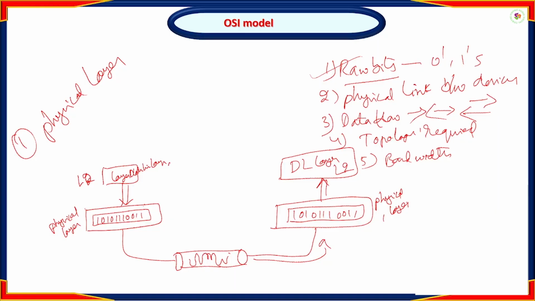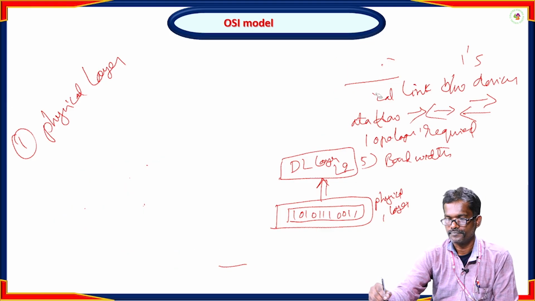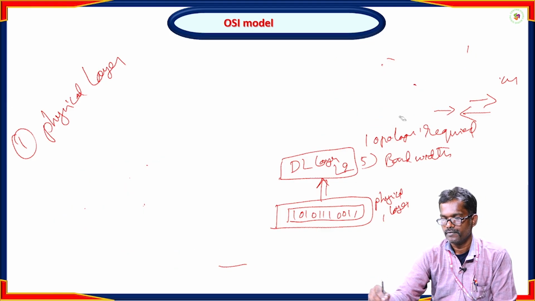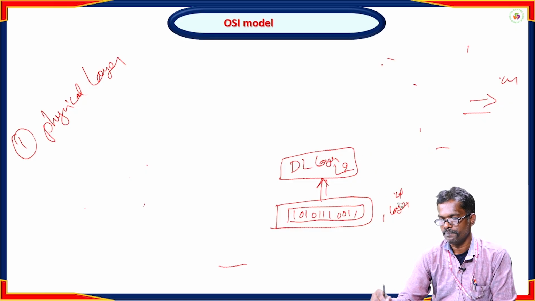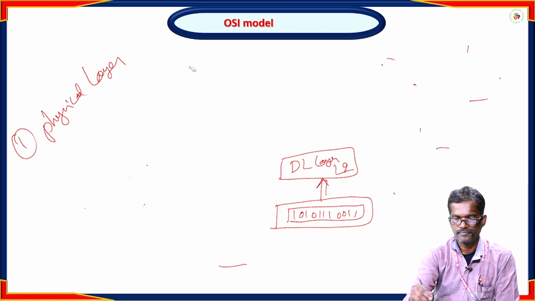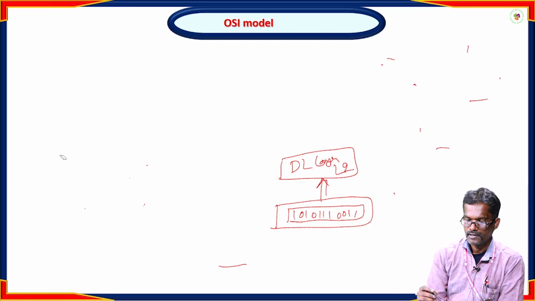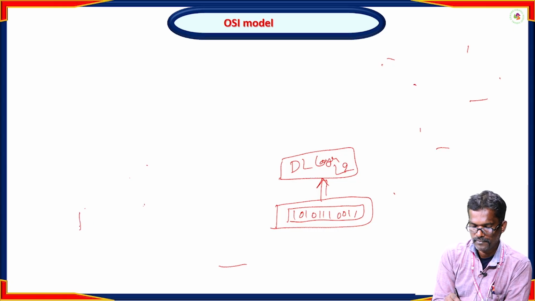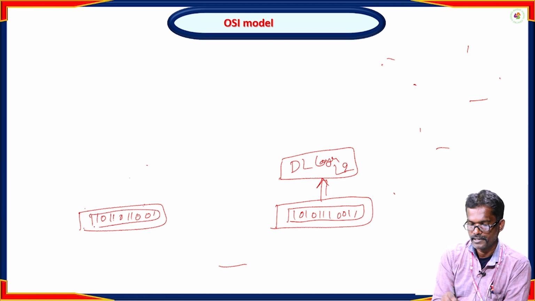Next, we will see the data link layer. The diagram will be the same, but I will add one more here. The same will be here also. 1 0 1 1 0, the data will be there.